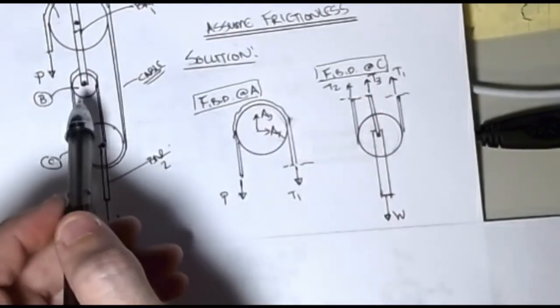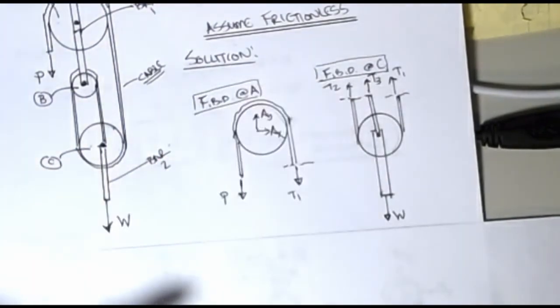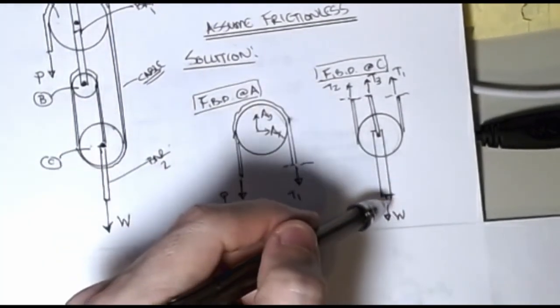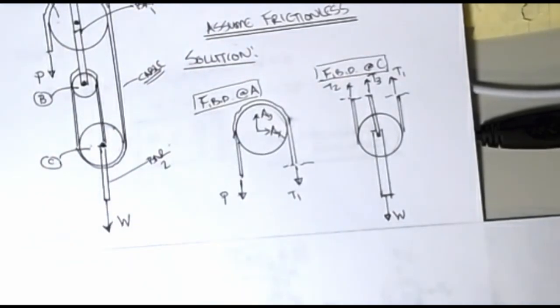Again, these are all ropes, so all the forces are tension. They're always pulling on the object, so every one of these is pulling on the end of the rope. Then I have my external force W hanging off the bottom of this bar, and that's a valid free body diagram.